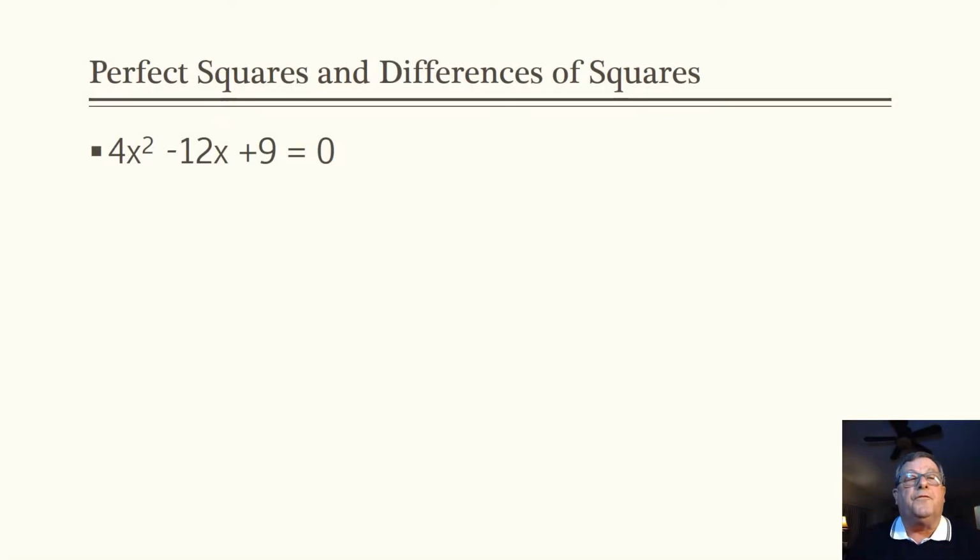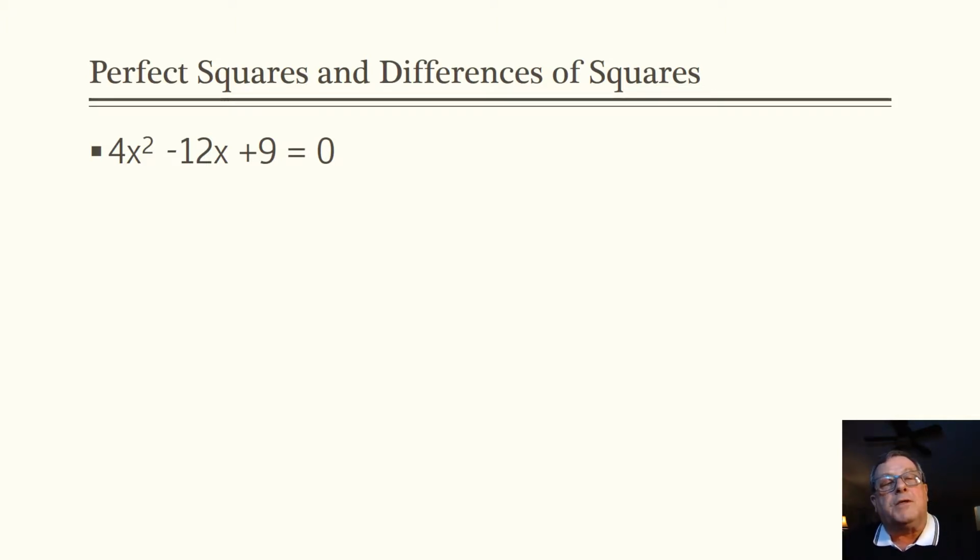Well, we're marching through factoring, and now we're going to look at a factoring technique of perfect squares and the difference of squares. And this is example 3 in your textbook on page 239. And so we first have this quadratic equation, 4x squared minus 12x plus 9.